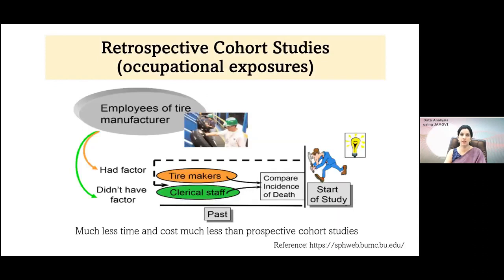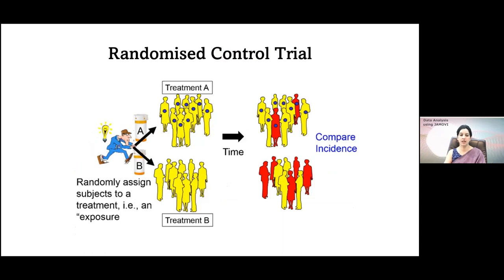This was a retrospective cohort study, done classically among employees of a tire manufacturer. Here, all those employees were divided on the basis of exposure. So don't confuse this retrospective with the retrospective of case control. Here also, you start with exposure. You started with the exposure of the tire makers to rubber. So the tire makers were the exposed, and the clerical staff did not have the exposure. And then they compared the incidence of death. So it requires much less time, and the cost is much less than the prospective cohort study. And then again, there is the randomized control trial, where you randomly assign treatment A and treatment B to two groups of people, and then you compare the incidence.